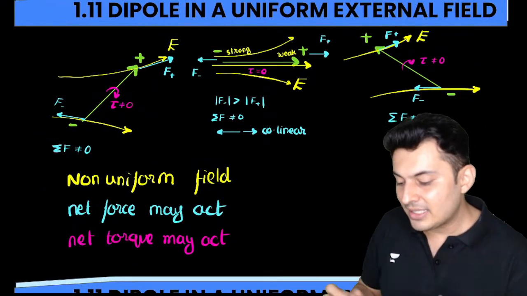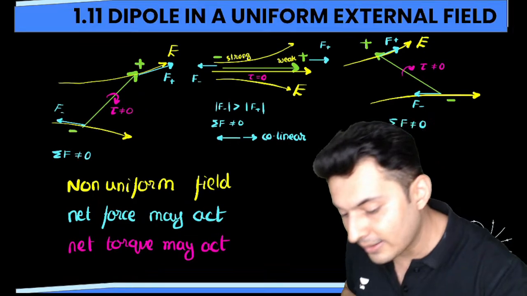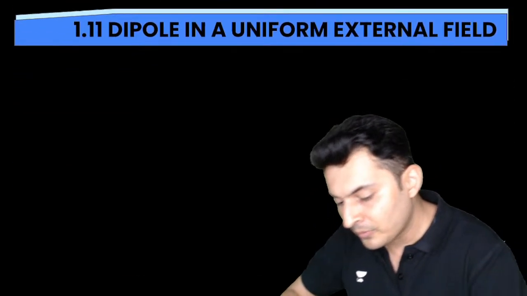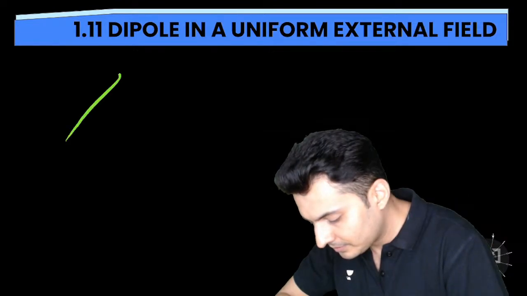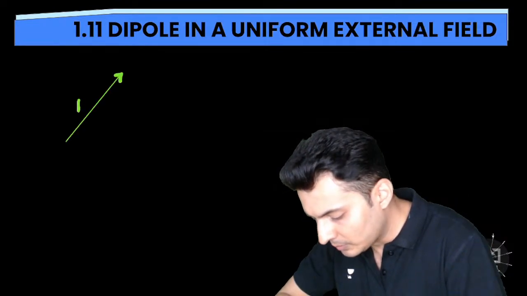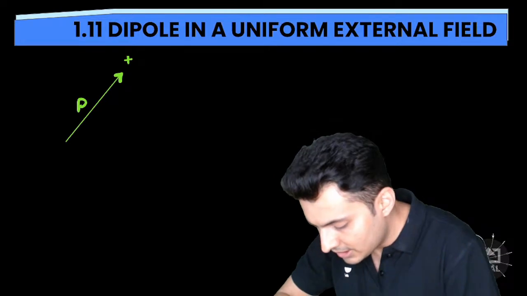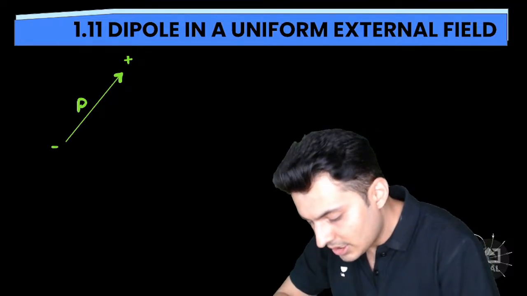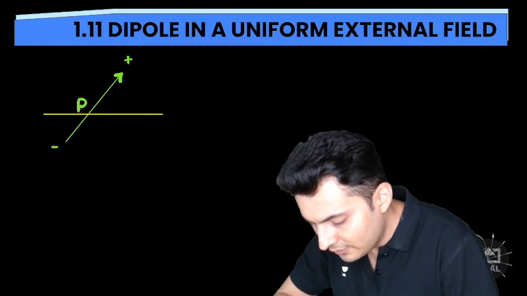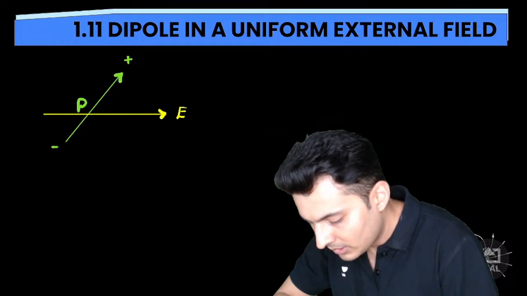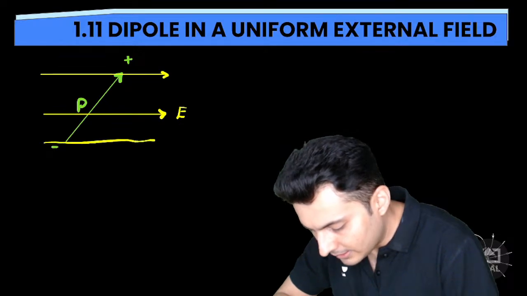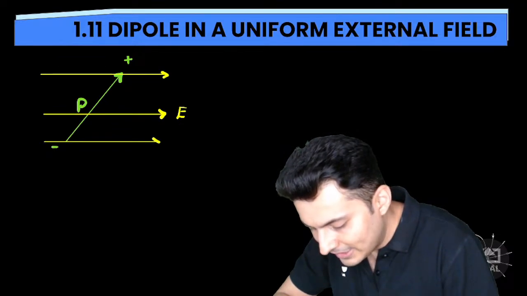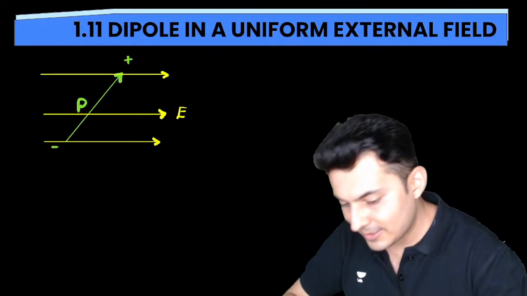But let's take the concept of uniform electric field. Let me just draw a diagram of uniform electric field now. Imagine this. This is a dipole now. This is a positive charge. This is a negative charge. I have a uniform electric field. This is uniform electric field like this. Now things will be little different, my dear students.